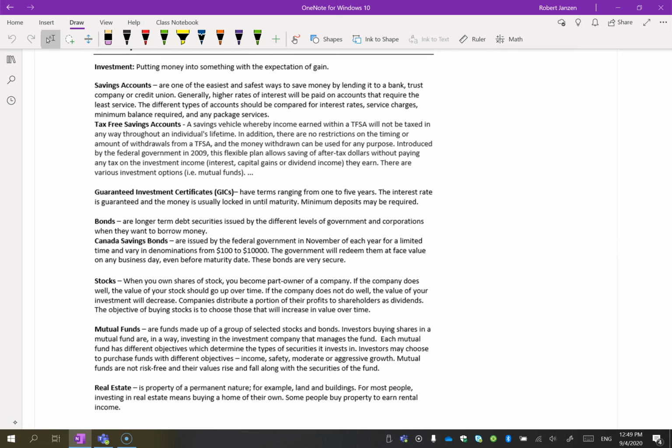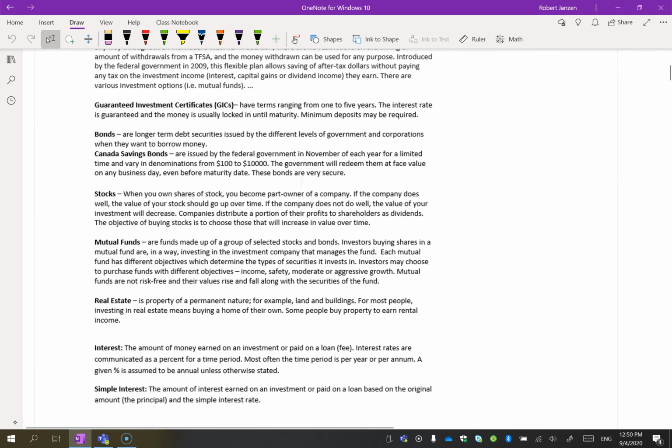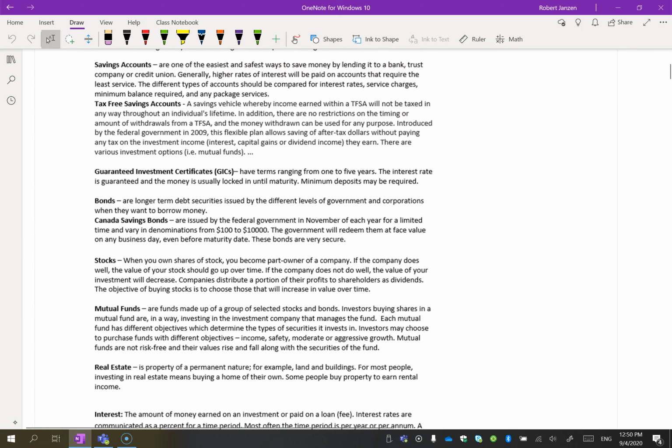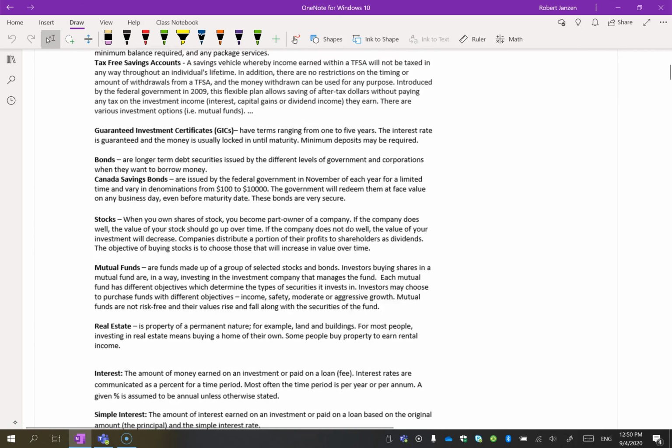So read through this. You don't have to memorize the definitions, but you should understand if I start talking about a mutual fund, what am I talking about? Okay, for the most part, these are not the focus of the course, but they are all places where you can gain interest on your money.